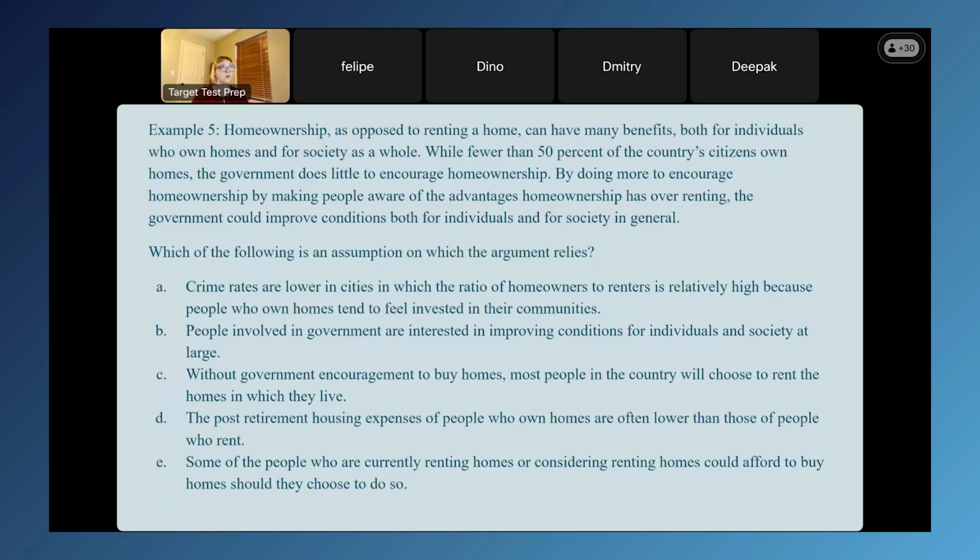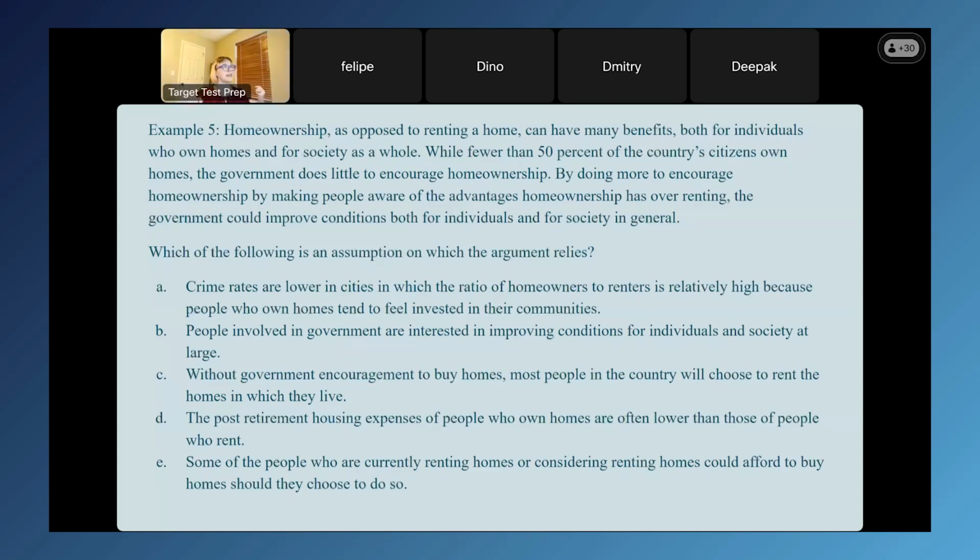Many is more than a few, but not necessarily more than half. But it also could be more than half and it could be all. And some is any amount above 0%. So it could be 1%, it could be all the people, it could be anywhere in between. Especially for E, if you understand that some means any amount of people, and you negate it and say that none of the people who are currently renting could afford to buy, it's easy to see that that makes the conclusion collapse.